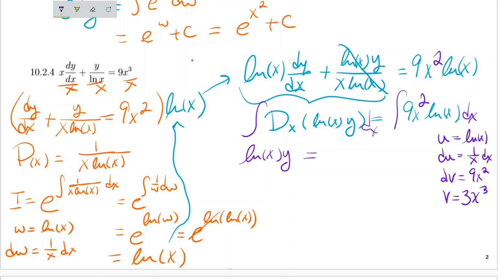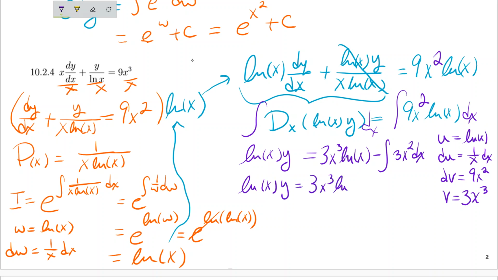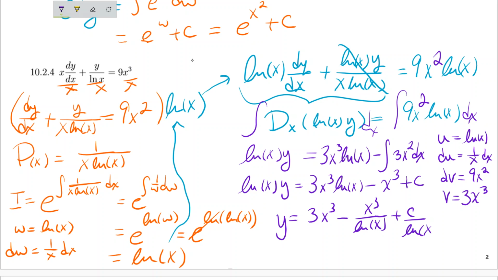So let's do our by parts bit. So you get u times v, so 3x cubed natural log of x minus the integral of v du. So v, 3x squared, du. I'll divide by x, so you'll end up with 3x squared dx. I don't want to lose this first part, equals 3x cubed natural log of x, minus, add 1 to the power and divide by it, x cubed, plus c. Then we'll divide everything by natural log of x and get y by itself. So here I'll get 3x cubed minus x cubed over the natural log of x plus c over the natural log of x. Oh, I like that one.